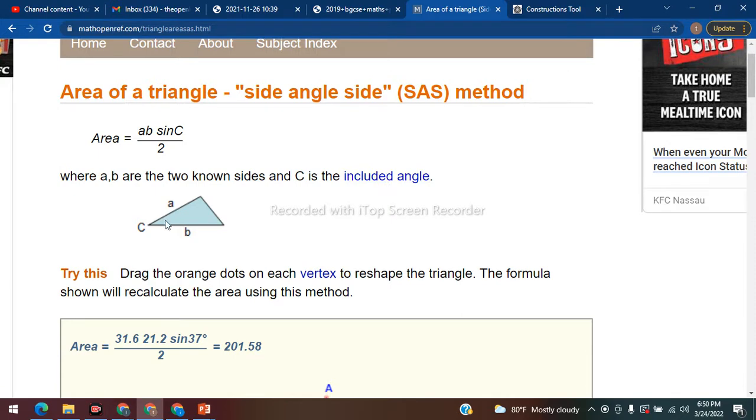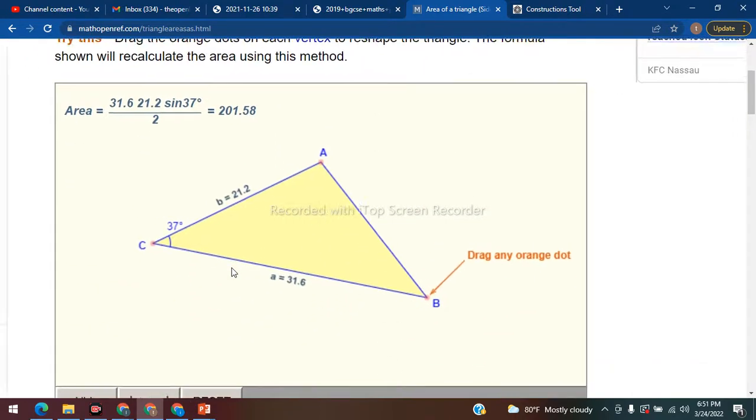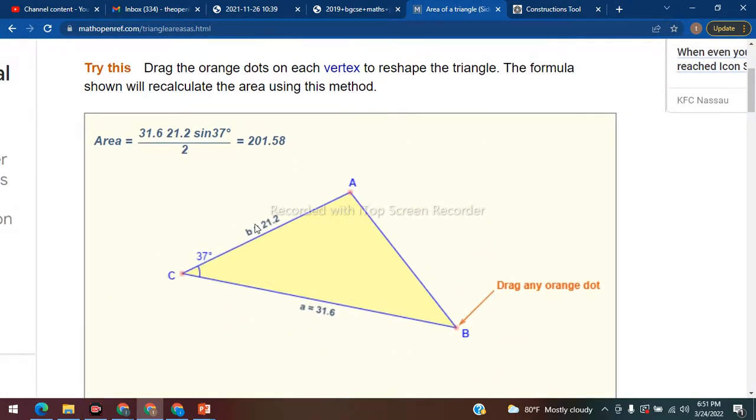So the idea here is that we know this angle here, we know this side and we know this side. Then if we have this angle and we know side A and side B, we can use this formula, which tells us that the area is equal to A times B. So you multiply this side by this side and times it by sine of C, sine of this angle, divided by 2. Okay, so that's how we would basically do it.